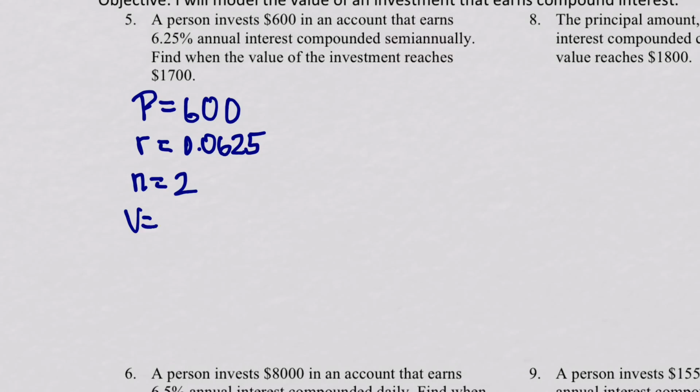Let's fix that. 1,700. Plug that into your formula, which I'm going to write again, just to get you guys used to seeing it over and over again. V equals, it's V of t, right? I'm skipping the V of t. V equals P times (1 plus R over N) to the power of N t.